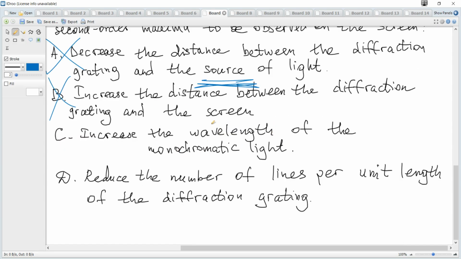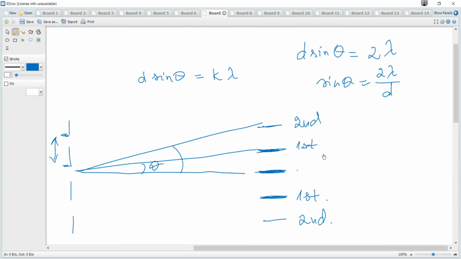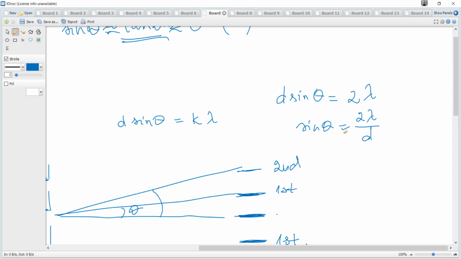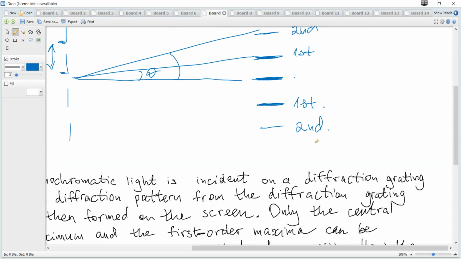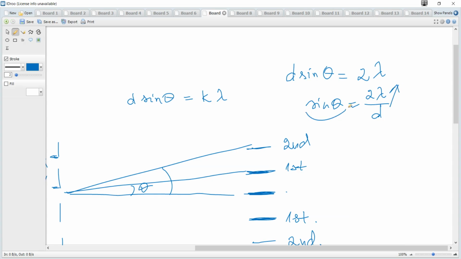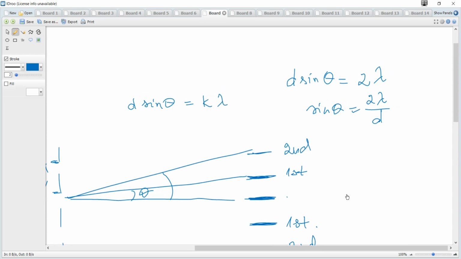Increase the wavelength of the monochromatic line. Again, previously we had no solution. Why? Because sine is greater than 1, hence no solution. To get a solution, sine must be less than 1. So we should decrease this value. And this option says to increase the wavelength. If we increase lambda, sine becomes larger. But it's already greater than 1 because we have no solution. We need to decrease this sine. So definitely it's not correct.